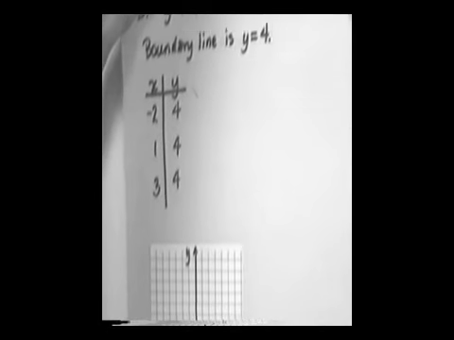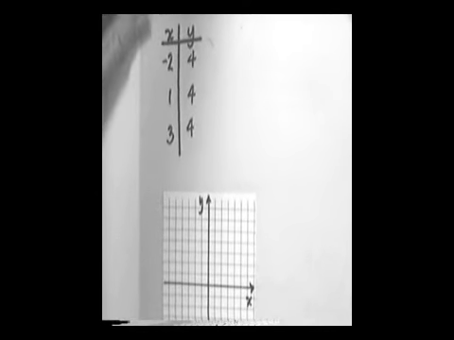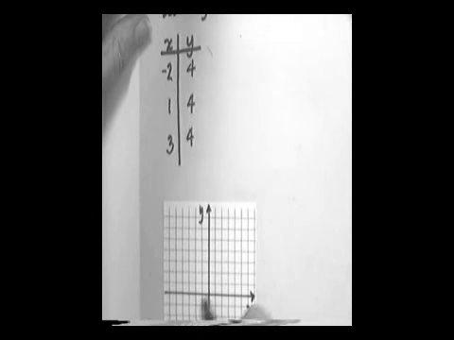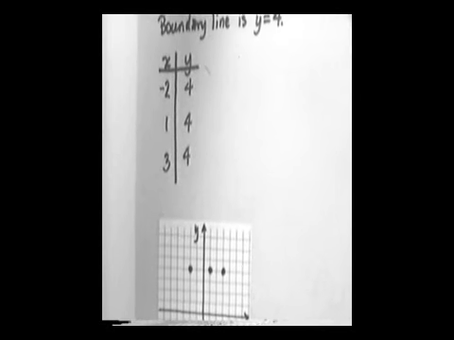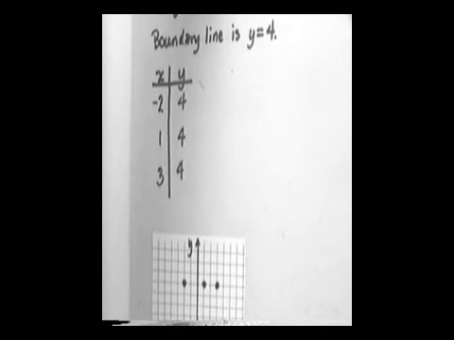We have -2, 4, which means from the origin we count to the left 2 and up 4. 1, 2, 3, 4. 1, 4. From the origin we count to the right 1 and up 4. 2, 3, 4. 3, 4. From the origin we count to the right 3, 1, 2, 3 and up 4. And we notice that all of these are on the same horizontal line. So y equals 4 is the horizontal line 4 units up above the x-axis.